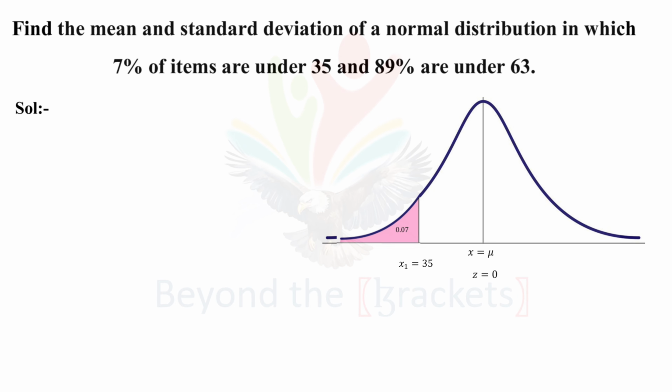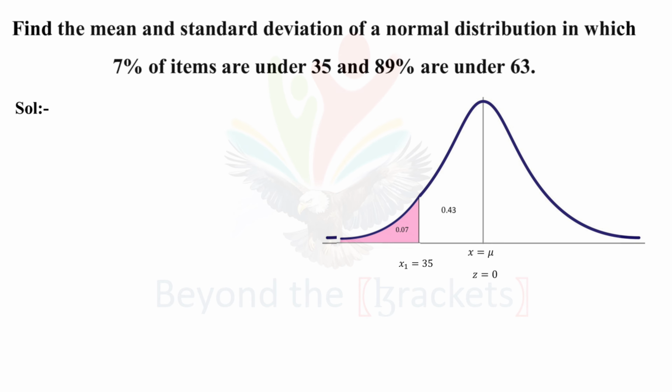We know that the mean divides the entire area into two equal halves. That means the area to the left of the mean is 0.5. Since the given area is 0.07, the remaining area between this point and the mean will be 0.43.